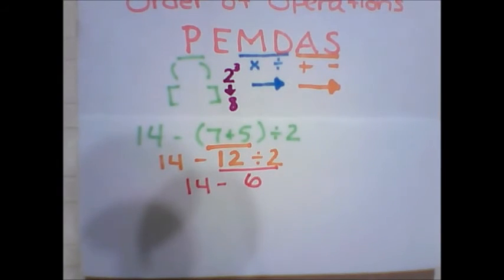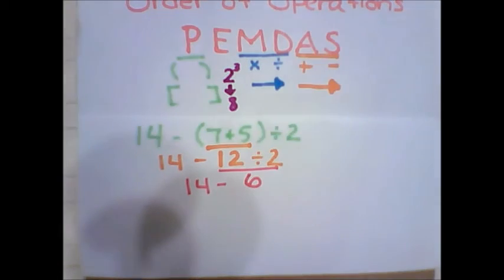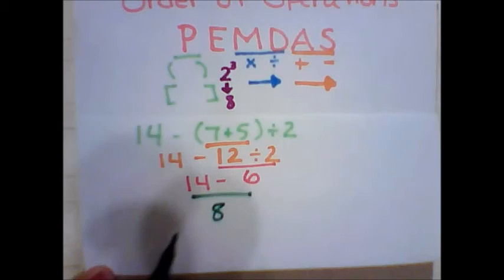and switch out our markers. So it might be obvious to some of us that now we only have one operation left. And luckily, it is either addition or subtraction. It ends up being subtraction. 14 minus 6 is 8.